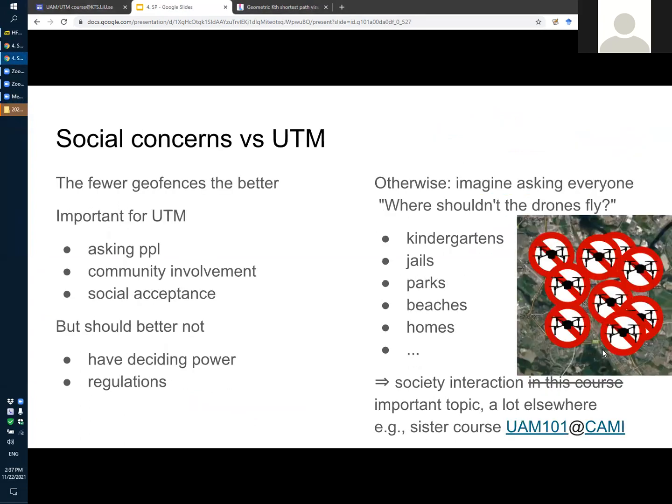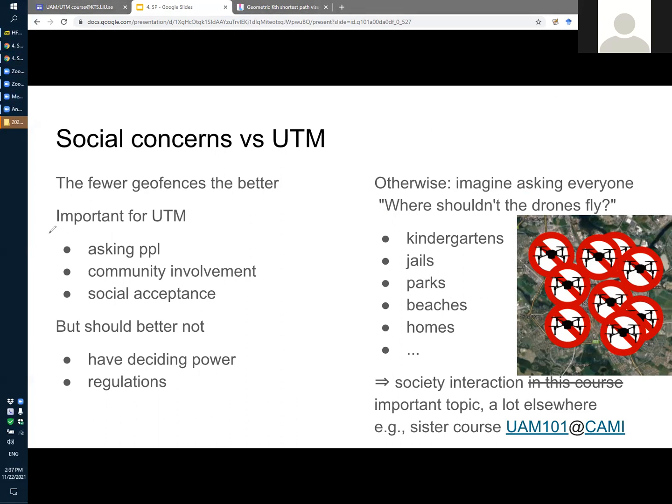And just to finish the non-technical part of the lecture, this is the last slide. Again, there is a lot of talk about social acceptance of UTM and UAM operations. And somehow we don't focus on it in this course. But one take-home message that we may have is that the fewer geofences, the fewer obstacles we have, the better it is for UTM, also possibly from the social acceptance view.